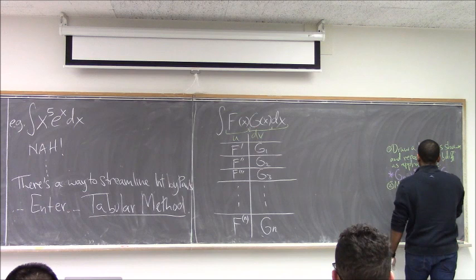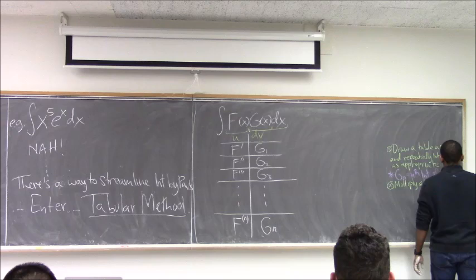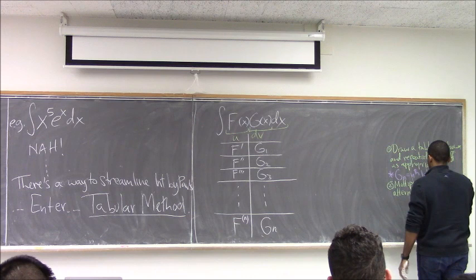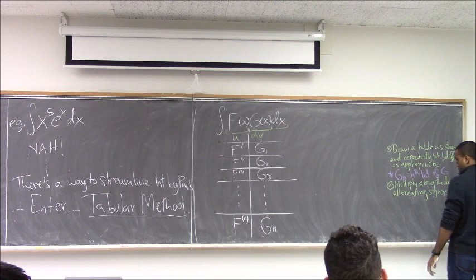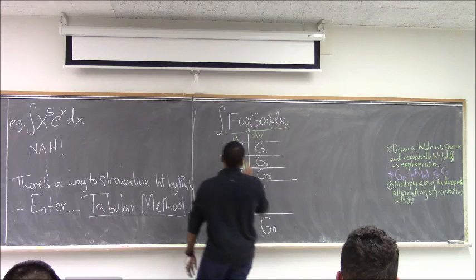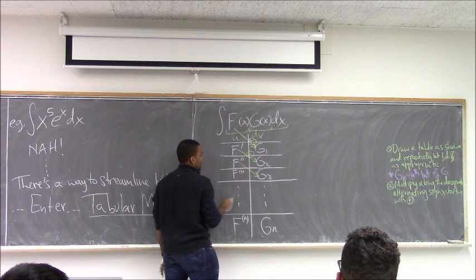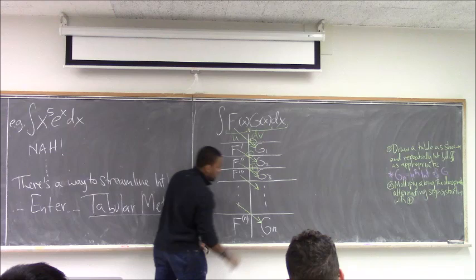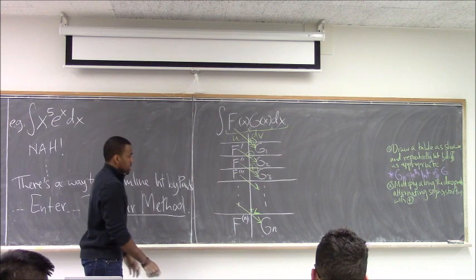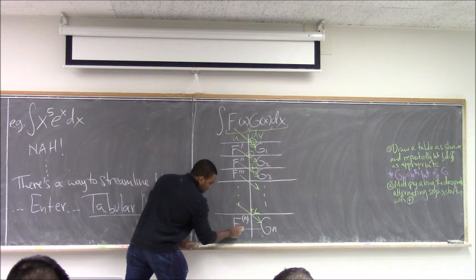Now you're going to multiply along the diagonals, alternating signs, starting with plus. What do I mean by that? You take f, multiply by g1, and it takes a plus sign. Take f prime, multiply by g2, it takes a minus sign. Take f double prime, multiply by g3, it takes a plus sign. So on and so forth. Eventually you get all the way down to the end of the table, where you don't know if it's going to be plus or minus. To finish off, you multiply straight across, and that's going to be plus or minus.